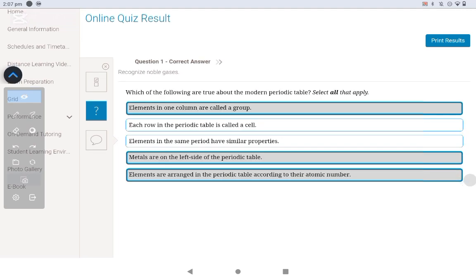For chapter 7.3, it's just properties of the periodic table. Which of the statements are true about the modern periodic table? Elements in one column are called a group.